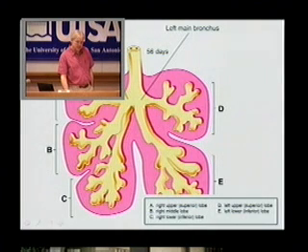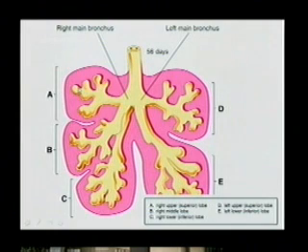So A in this image is the right upper or superior lobe. B, of course, is the right middle lobe. C is the right lower or inferior lobe. And then obviously D is the left upper lobe, and E is the left inferior or lower lobe. So 3 lobes on the right and 2 lobes on the left.